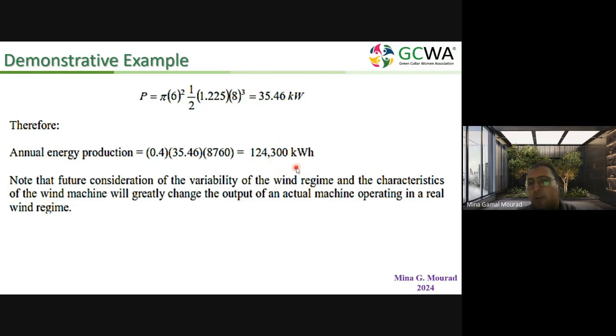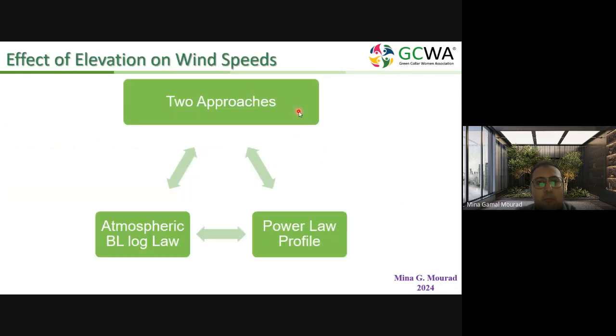What is the difference between the kilowatt and the kilowatt hour? Kilowatt hour is energy produced or energy consumed. It is multiplied by the operation hours, then we get the energy production. But power is the ability to do work.